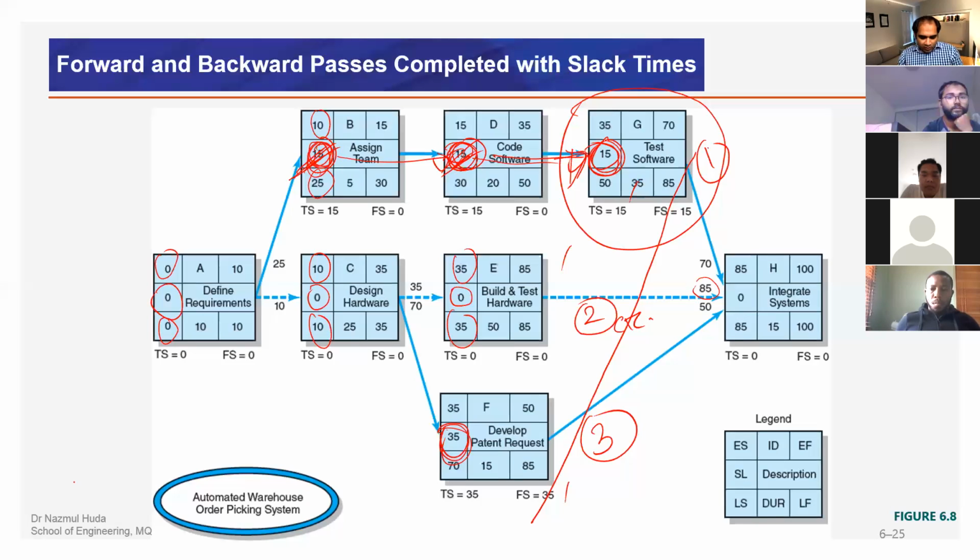All right. So in activity F, we have a free slack of 35 days. But say, for example, if we have already used 8 and 2 days of slack in here, the amount of free slack we have at the end of the chain activity will be 5.